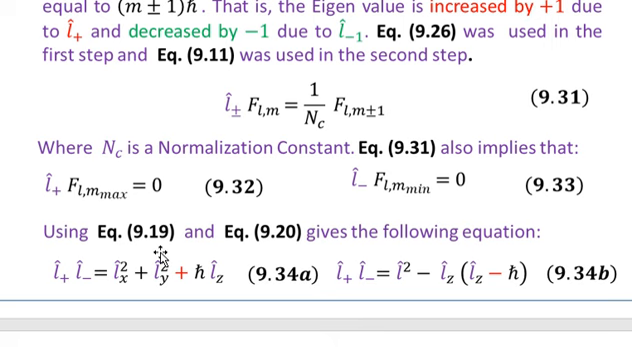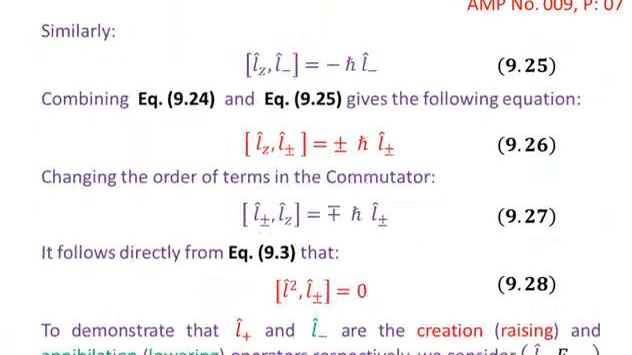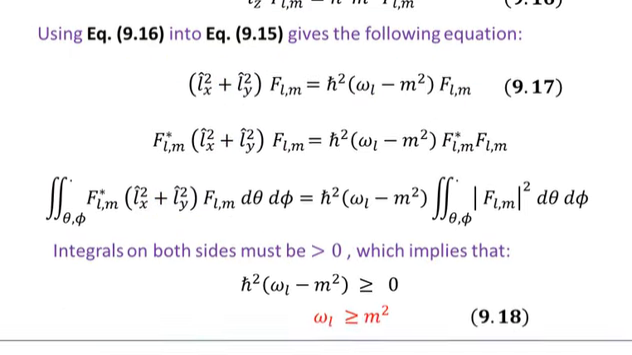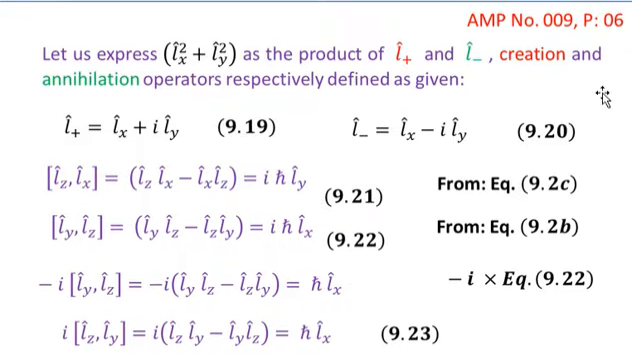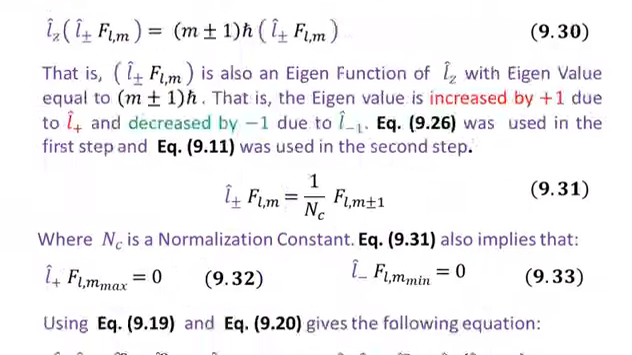Using equation numbers 9.19 and 9.20 gives the following equation. So what are 9.19 and 9.20? Here you can see 9.19, which is L plus is equal to Lx plus iota times Ly, and in equation number 9.20 we have L minus represented as Lx minus iota times Ly. So we are using these two equations.